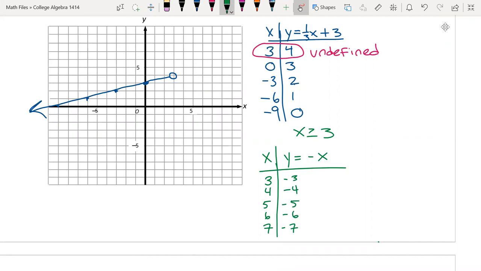Okay, and plot them. This time, we can use 3 because the inequality says we are greater than or equal to 3. So this point will be defined. So 3, negative 3, which is 1, 2, 3 right here. And then everything else goes down.